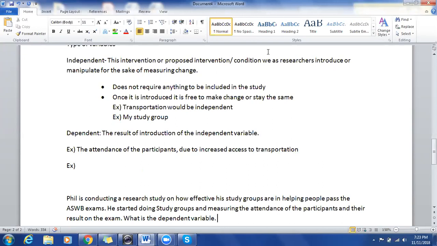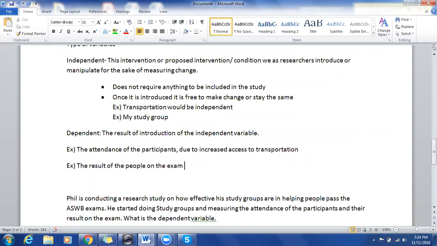So the results of students passing the test or attendance. Okay, test results. So what else do you guys think? The results people got on the exam. So yeah, the correct answer here is the result of the people on the exam. And the independent variable, again, would be my study group.